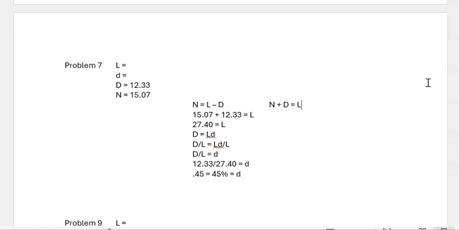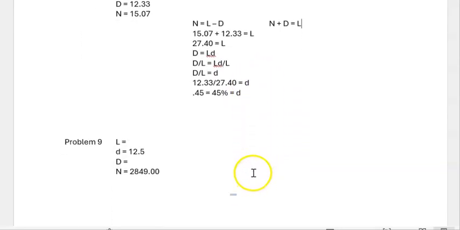So now we need to figure out what our discount percentage is. Because we know what our discount amount is and we know what our list price is, we can figure out what our discount percentage is. So again, we need to change the formula around to get little d by itself. So that translates into discount percentage equals discount amount divided by list price. $12.33 divided by $27.40 gives us a discount percentage of 45%.